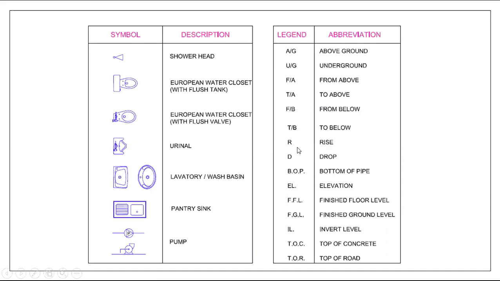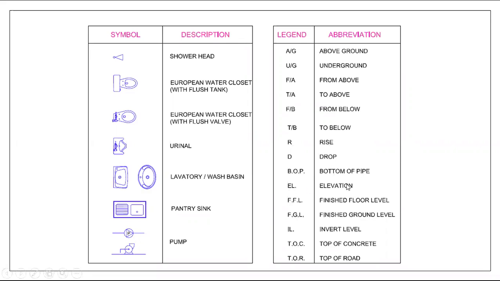Rise and drop: D means drop. While the pipe is dropping, you just give D. If the pipe is rising, you give R. That's all. BOP means bottom of pipe. While giving the bottom level of the pipe, you show bottom of pipe, for example BOP 100 mm or BOP 100 meter. Based on your site condition, you have to give levels.